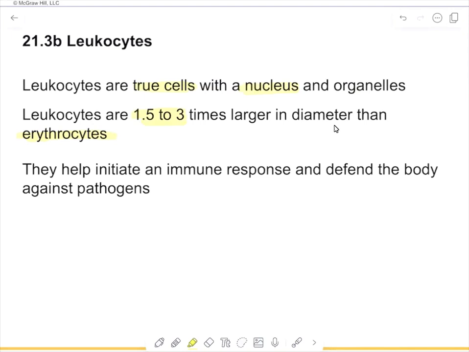The main job of the leukocytes is that they're the first on the scene when there is a bacteria or a pathogen. So they initiate an immune response that defends the body against pathogens. And again, there are 5 different leukocytes that you need to know: neutrophils, lymphocytes, monocytes, eosinophils, and basophils. In order of the most common, the neutrophils, to the least common, which are the basophils.